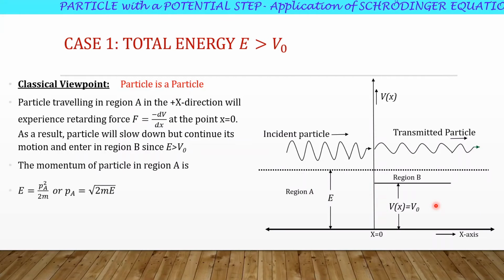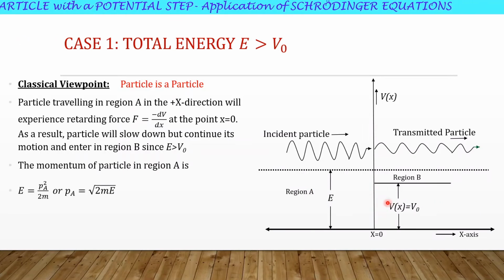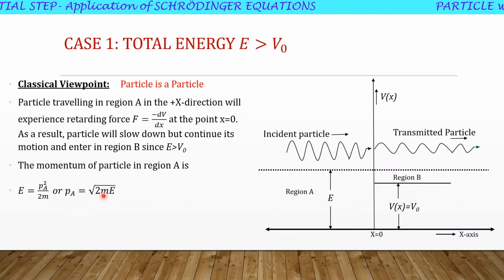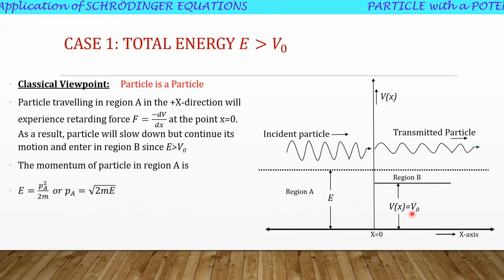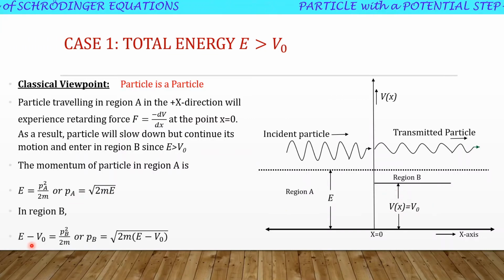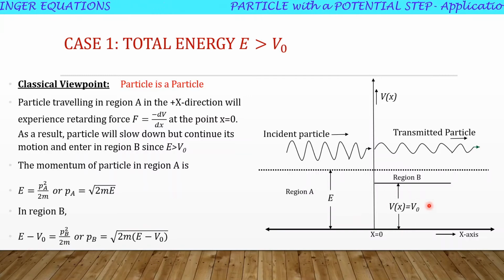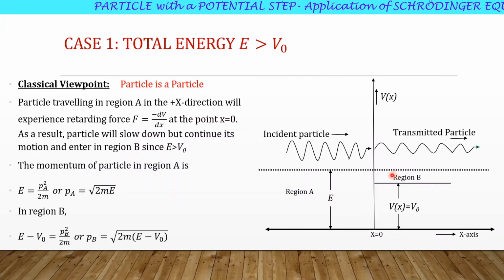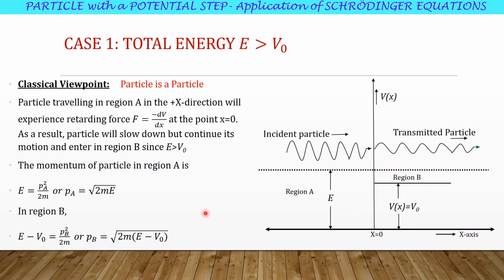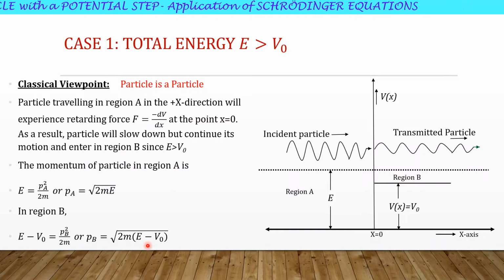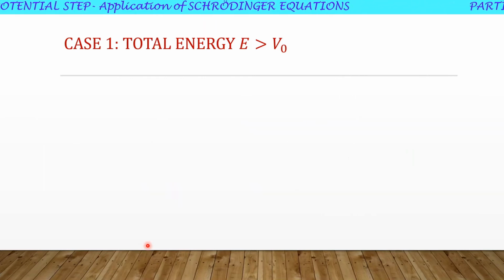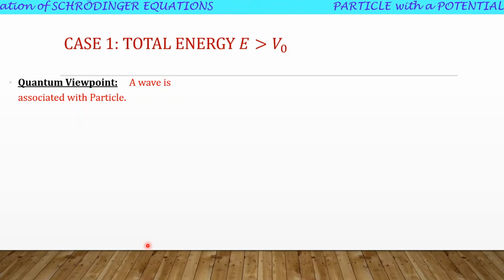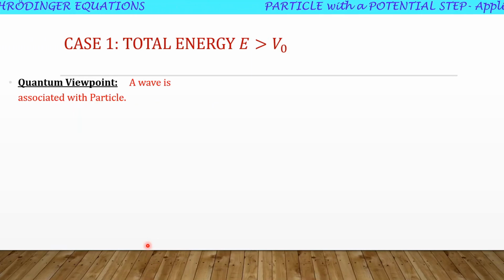And using the classical mechanics results, we can also write the momentum in both regions as momentum equal to the square root of 2mE, and in region B, where the particle has energy E minus V naught because a certain amount of energy has been spent during crossing of the potential step, the momentum becomes the square root of 2m(E minus V naught). Next we see the quantum viewpoint, which says that according to the de Broglie hypothesis, every particle is associated with a wave nature.